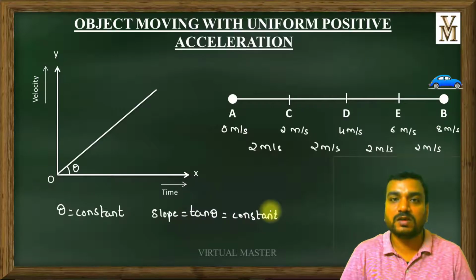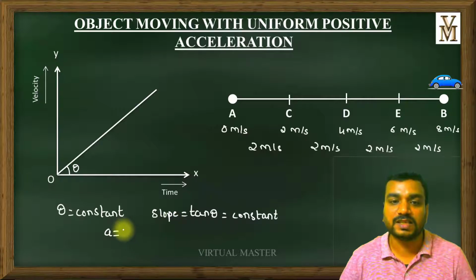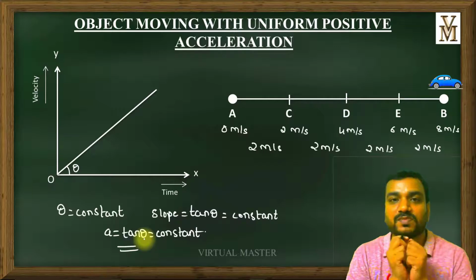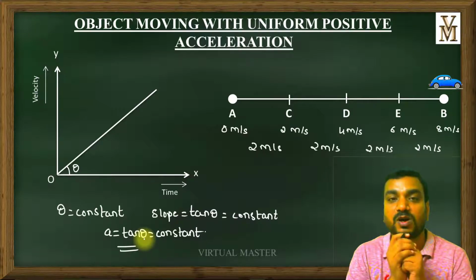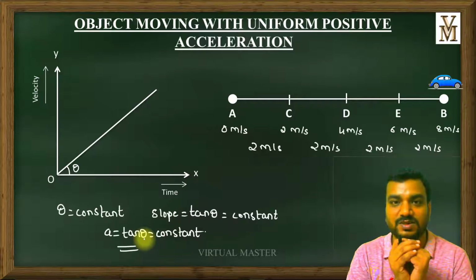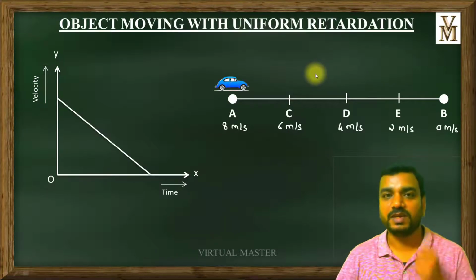And as we have already discussed, acceleration is nothing but the slope of the curve, which is nothing but tan theta, and tan theta is a constant value, so the acceleration of the object will also be constant. Okay, I hope everyone has understood how to draw the velocity time graph of the object moving with uniform positive acceleration. Now let us discuss the velocity time graph of the object moving with uniform retardation.